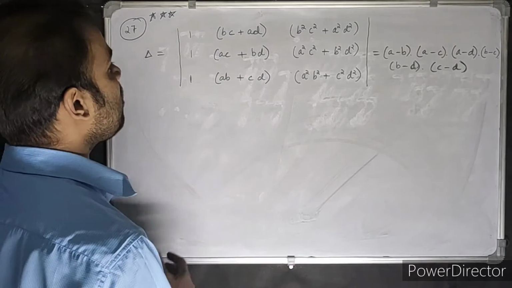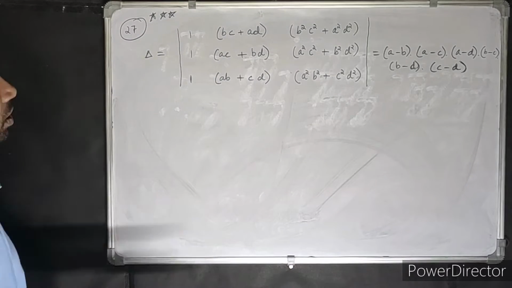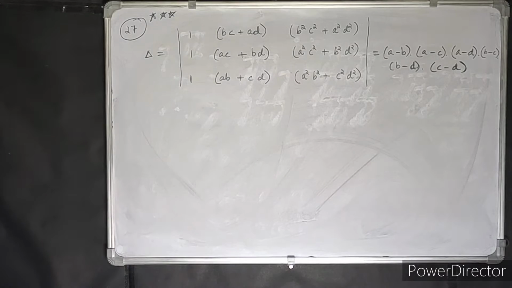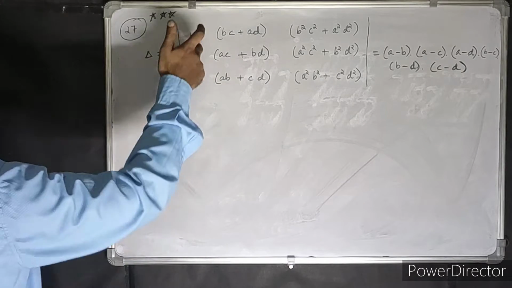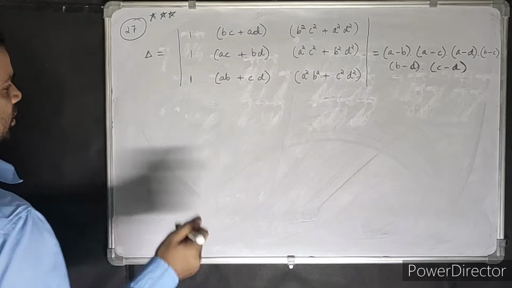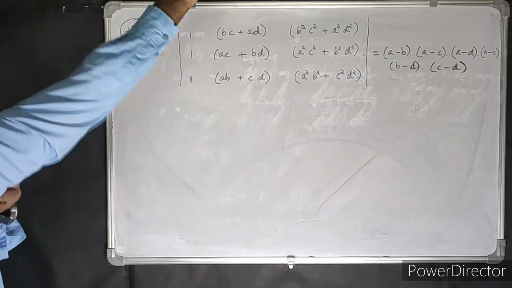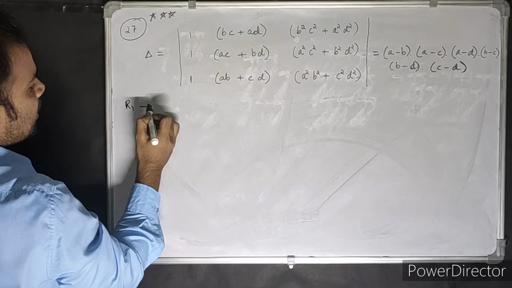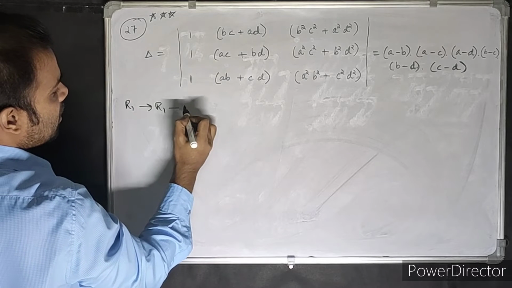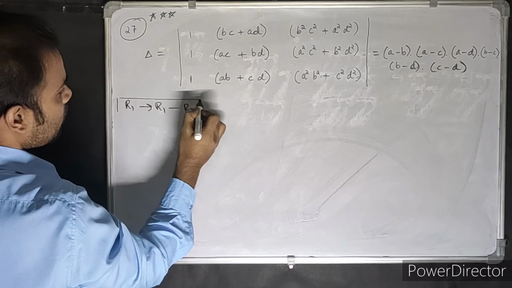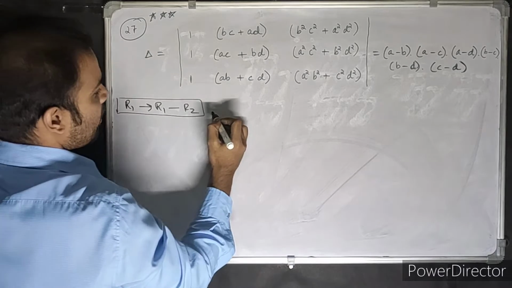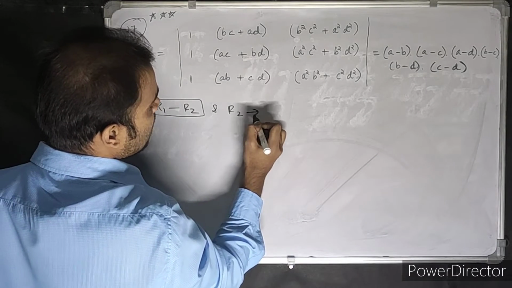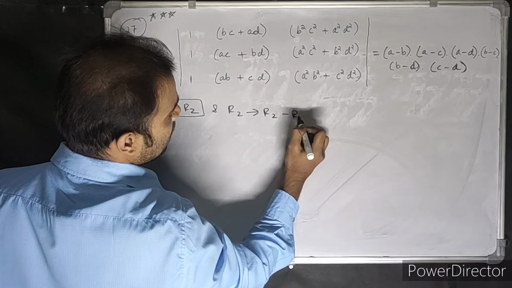After watching so many videos, you know what to do over here. Obviously, make any two of them zeros, and then start your question. So what do you do? R1 tends to R1 minus R2 and R2 tends to R2 minus R3.